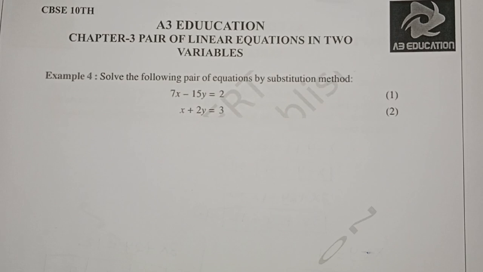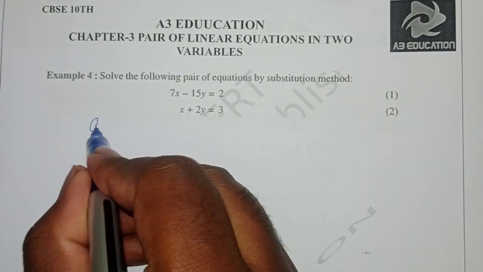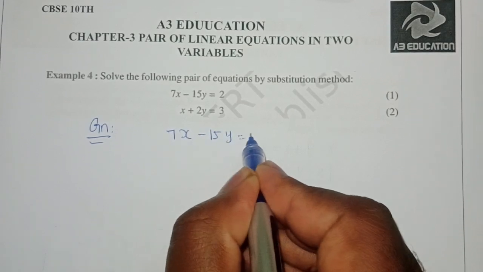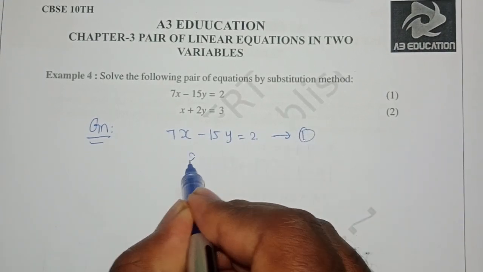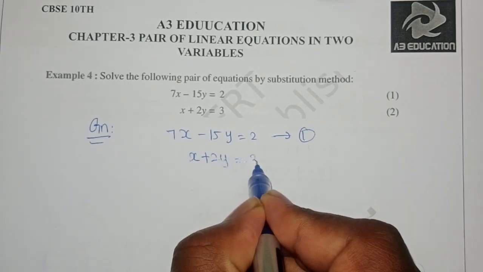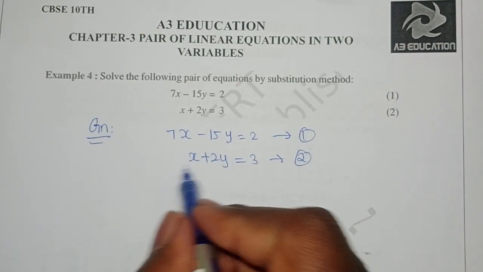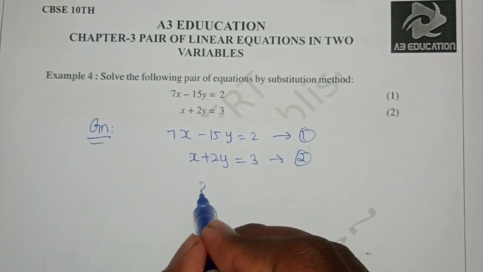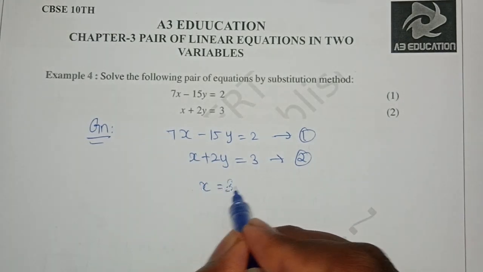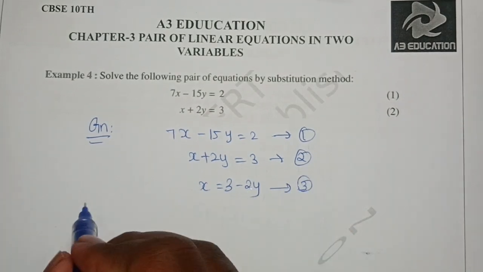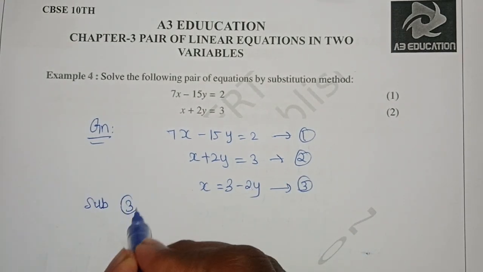Now we are going to use the substitution method. It is very easy when compared to the graphical method. Given: 7x minus 15y is equal to 2, first equation; x plus 2y is equal to 3, second equation. Which is very small, x or 7x? Instead of 7x, take x. Therefore, x is equal to 3 minus 2y, taking this to the other side. This is the third equation. Substitute 3 in 1.